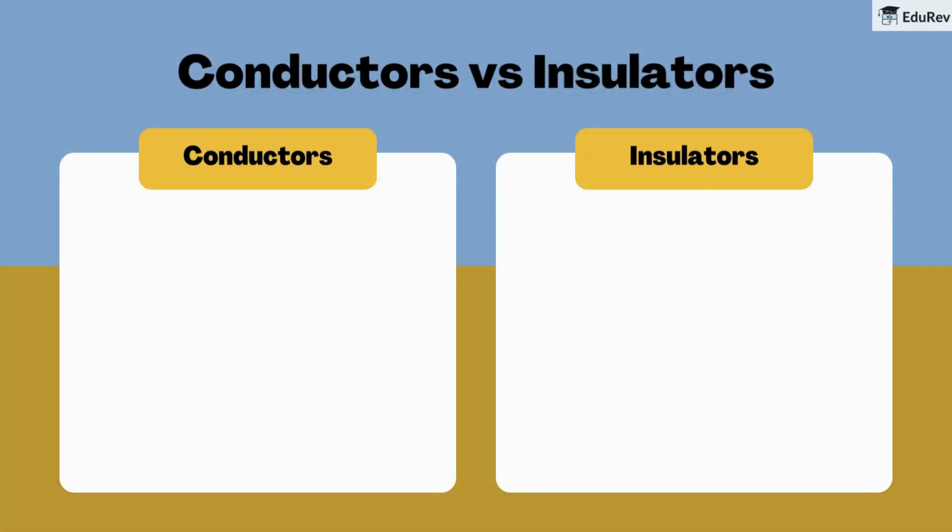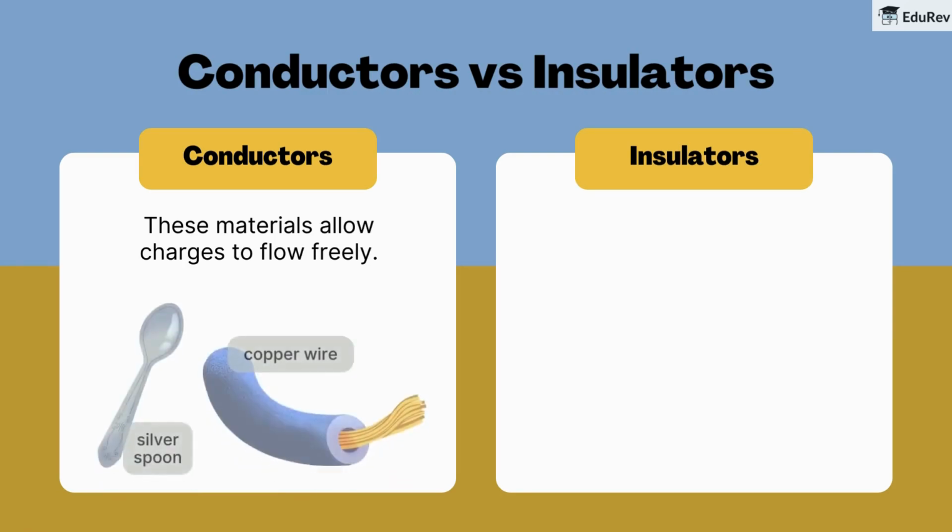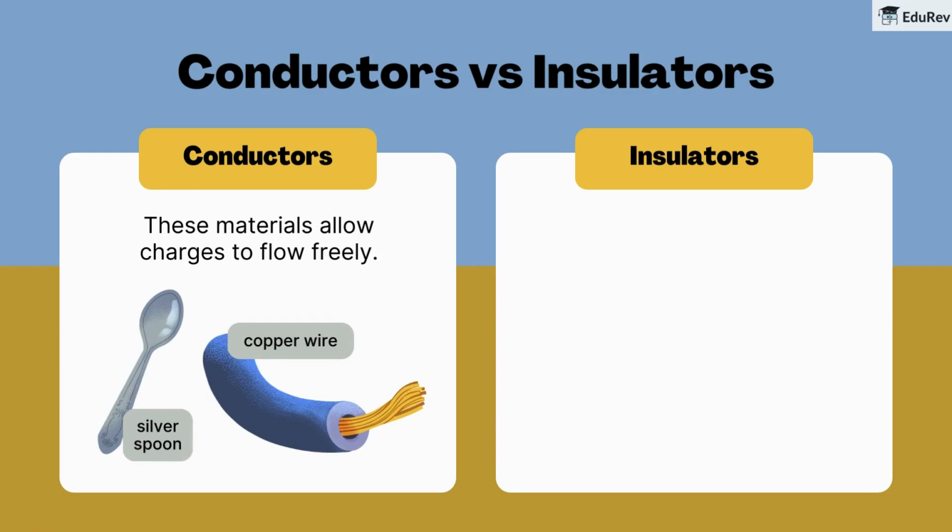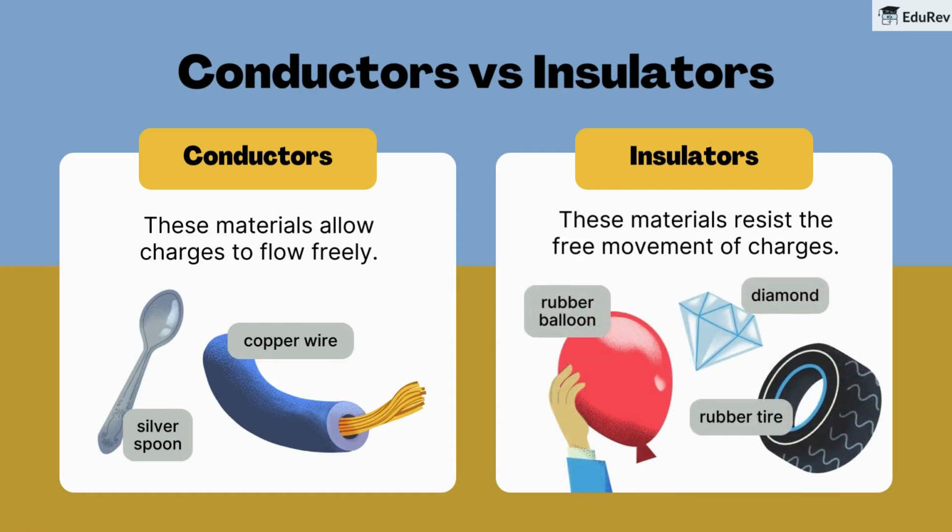Now, let's talk about conductors and insulators. Conductors are materials that allow charges to flow freely. For example, a silver spoon is a conductor. Insulators, on the other hand, resist the free movement of charges. A rubber balloon or a rubber tire is an insulator. A copper wire is a conductor, while a diamond is an insulator.